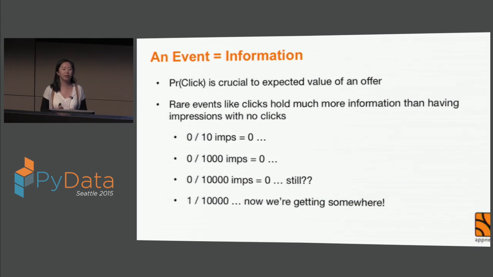The probability of click, as said before, is really important for us to know what the expected value of the offer is. So if you have no clicks, but you have some other data, because we're dealing with probabilities here, it just doesn't tell us anything. So 0 out of 10 impressions, or 0 out of 10,000 impressions, 0 is the same thing as 0. But if you get one click, then you're actually getting some kind of probability, so we're getting somewhere.